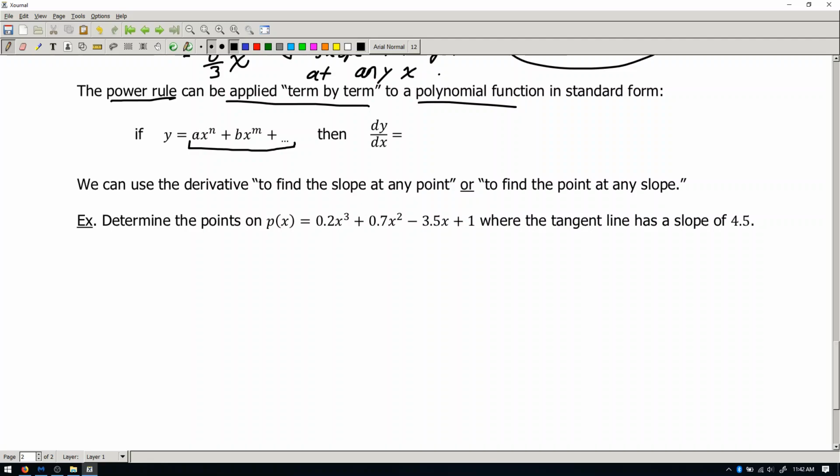So in each of these terms, what I would do is drop the exponent down to multiply by the coefficient and subtract the exponent by 1. So I would get a times n x to the n minus 1, plus b times m x to the m minus 1, and keep going. That's it.